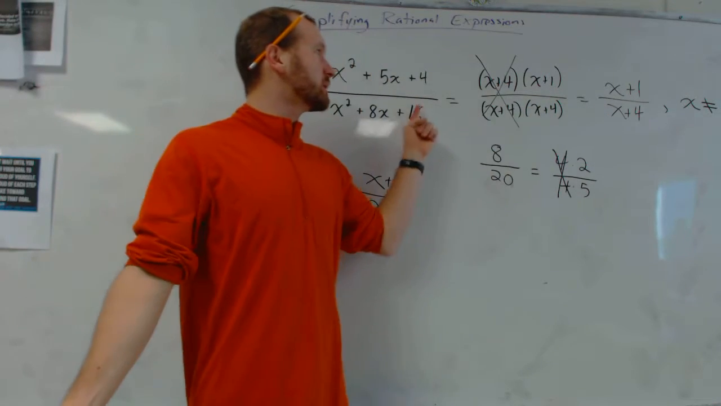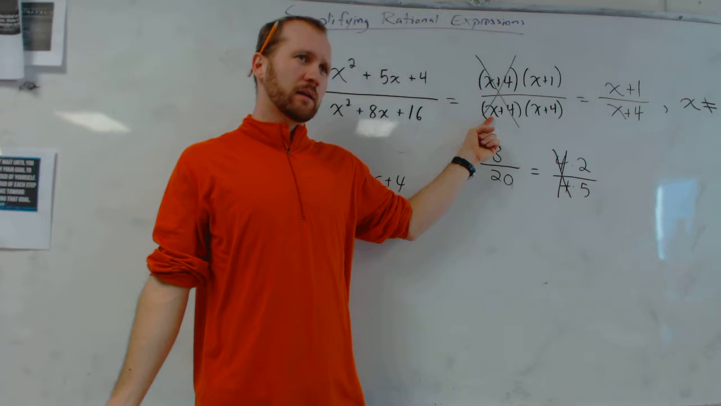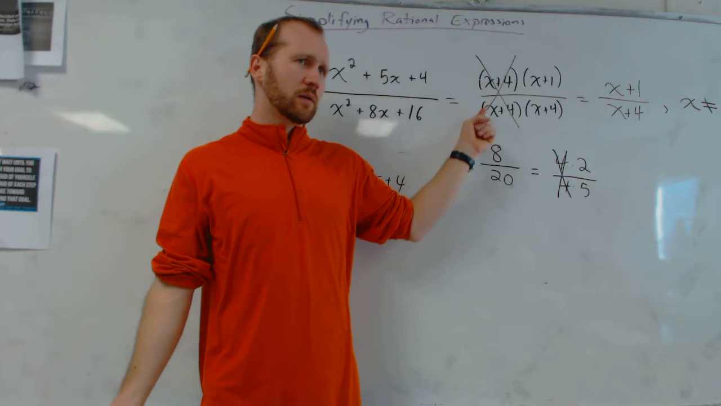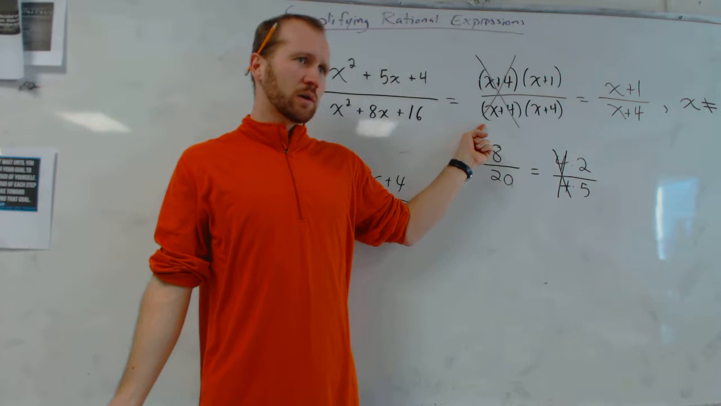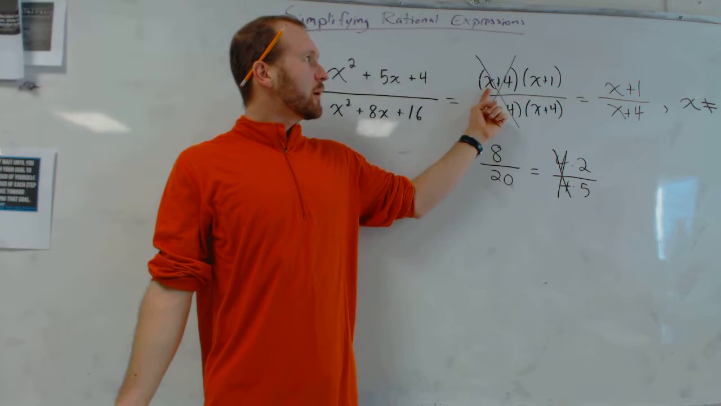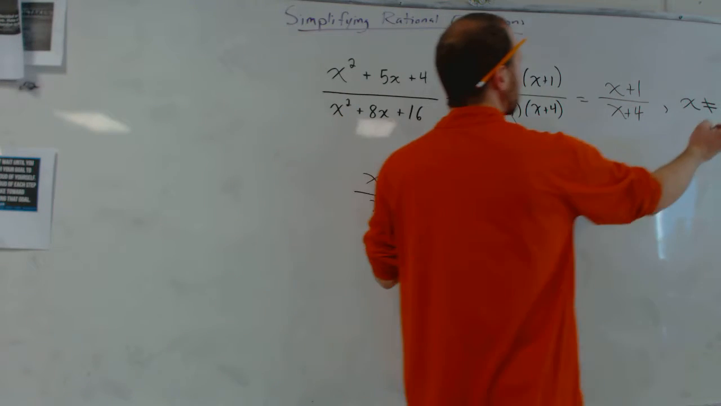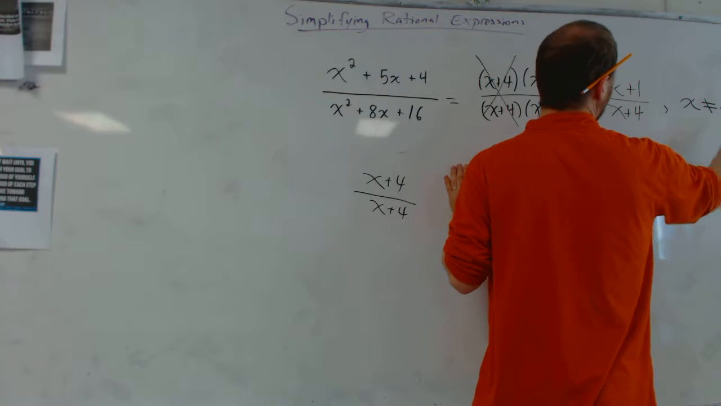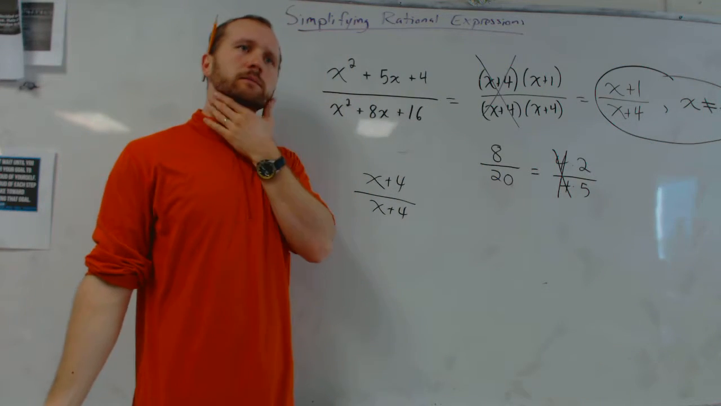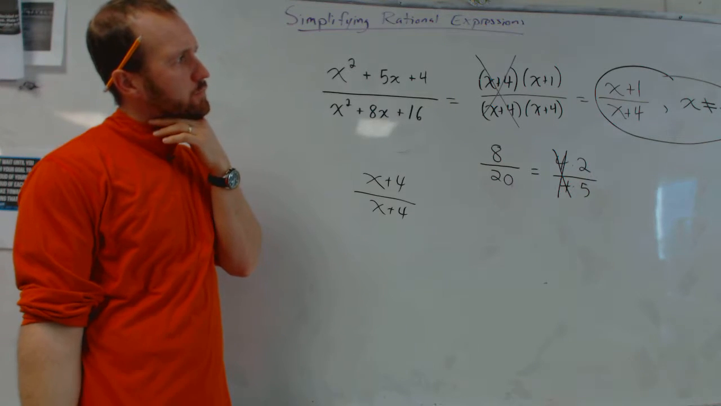This cannot be equal to this if x is what? What would make this fraction 0 over 0? If x were -4. Because if x were -4, we'd have -4 plus 4, so that would be 0 over 0. So as long as x is not equal to -4, this is a simplified version of this. But you have to add that. We put in an excluded value.